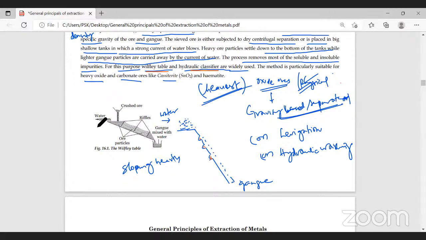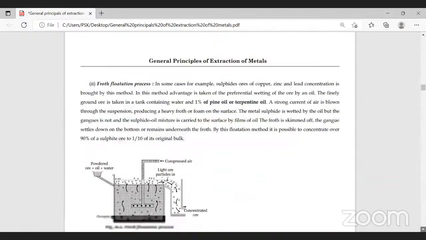It is represented like this. You can see crushed ore is placed and water is passed. And in this Wilfley table, there will be agitation, there will be mixing. They'll keep on shaking it. So what happened? Lighter particles will be carried out by water and get drained here, and ores will be settling at the bottom of the pores like this. So this is called as gravity-based separation, and gravity-based separation is done for oxide ores. Did you follow this?